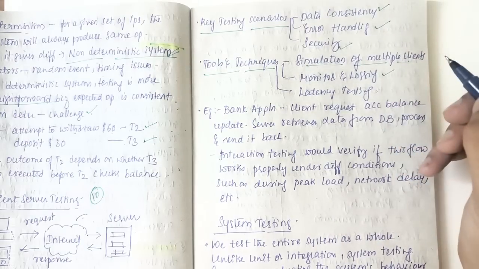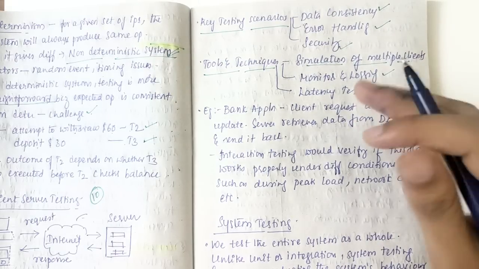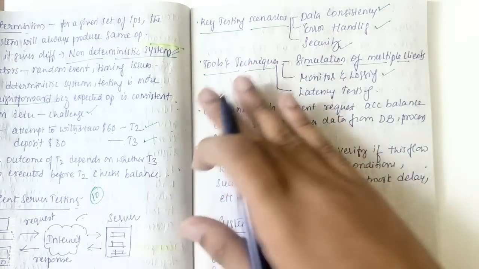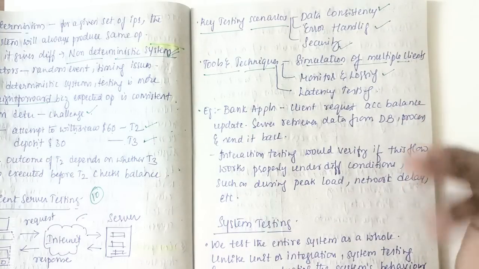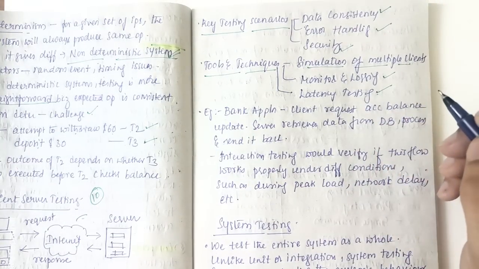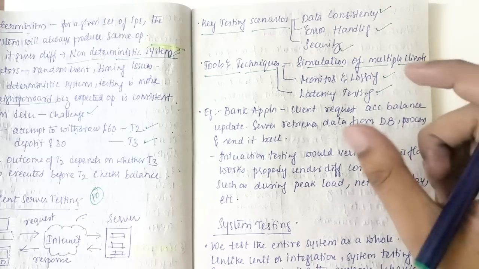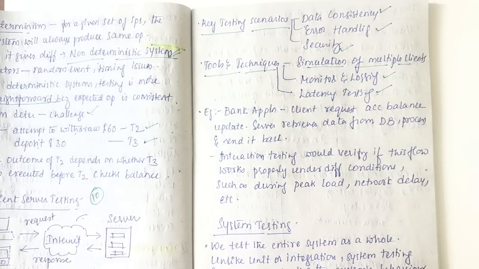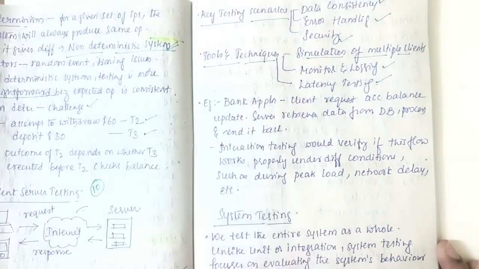Then we have monitoring and logging. We can implement detailed logging on both client and server sides and trace how the interaction flow is happening. Then we have latency testing. In latency testing, we are measuring how much time it is taking to get executed. So this was about the tools and techniques.